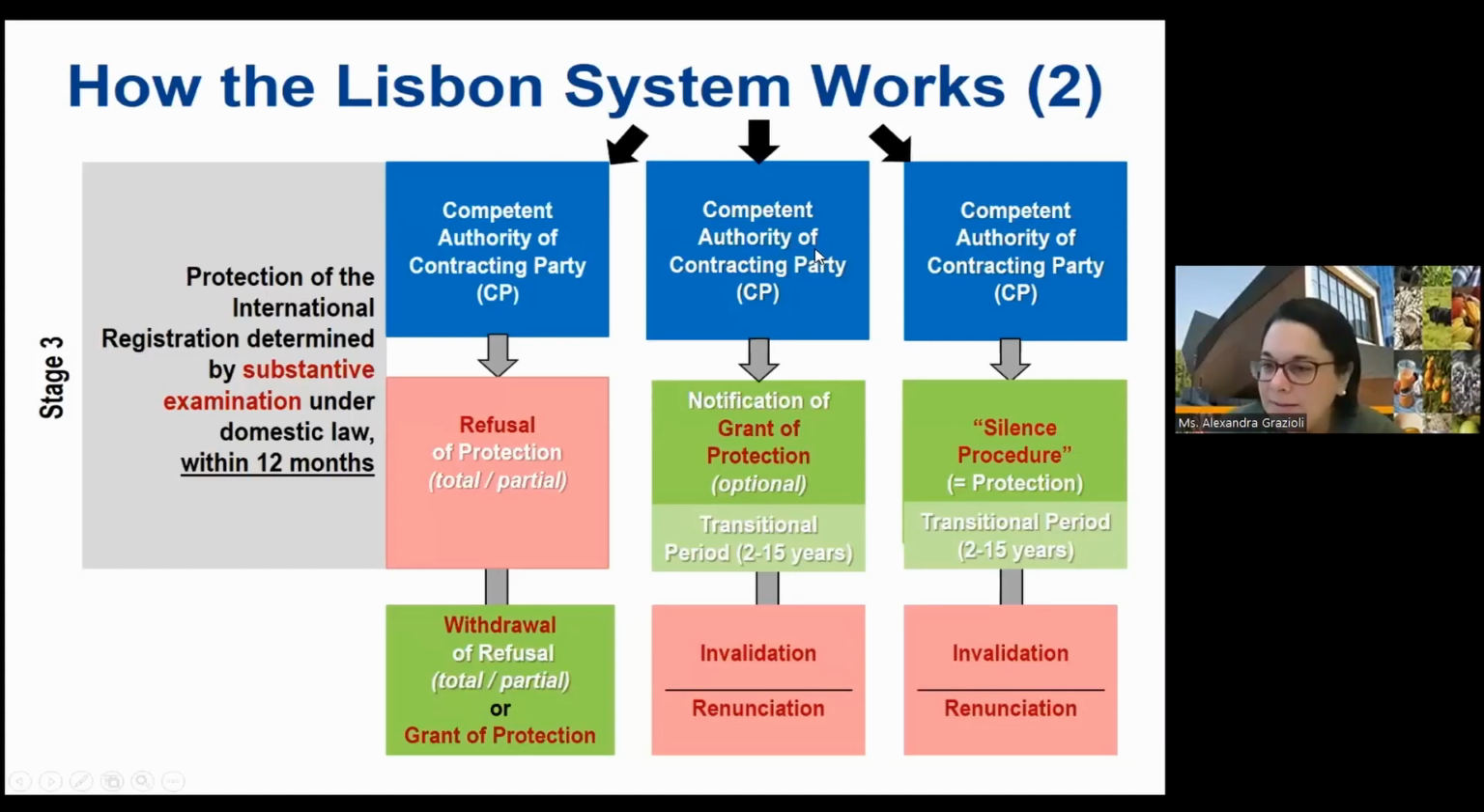If the authority thinks that the GI can be protected on its territory, it has two solutions. Either it formally notifies a grant of protection of the GI, to be done within 1 year, or the authority remains silent, and silence within 1 year means protection of the GI. If something has happened, at least if there was a problem that was not detected at the moment of examination, an interested party can always go in front of a tribunal and ask for invalidation of the protection of the GI. So there is always a safeguard if something was not detected during the 1 year of examination of the GI.